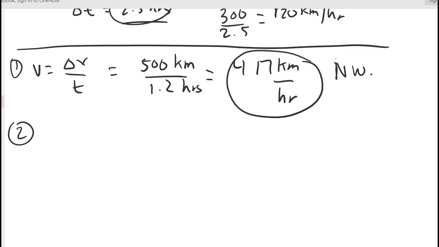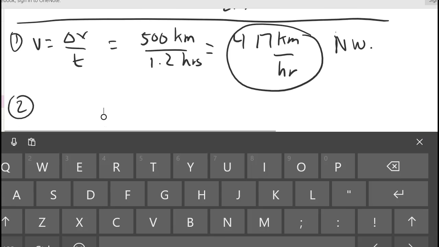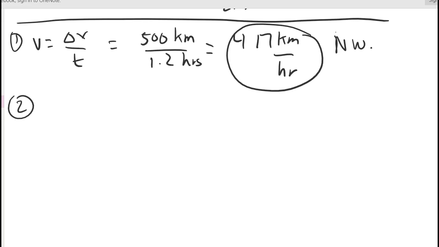Problem 2: if a car travels 12 kilometers south and then 5 kilometers north in 0.25 hours, what is its average velocity? This one is a little bit different in that we need to figure out the displacement. So we have the speed is delta x divided by delta t.